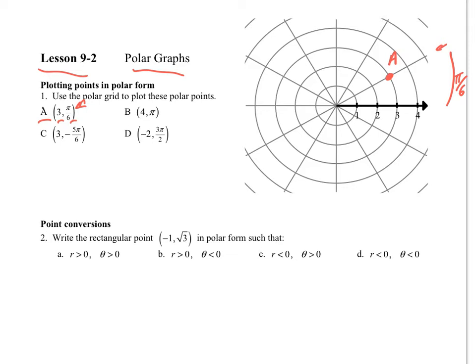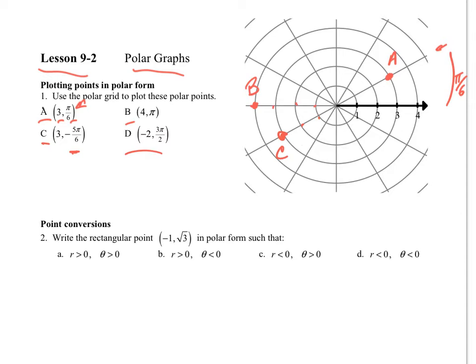Then if I look at point B, that would be go to pi and go out 4. So this is the pi line, 1, 2, 3, 4. So this would be my B. And then if I look at C, this is one that you just have to remember. Go to negative pi over 6, 5 pi over 6. So negative 5 pi over 6 would be to here, right? So then we end up with going out by 3 on that line. So 1, 2, 3. And this would be my C value.